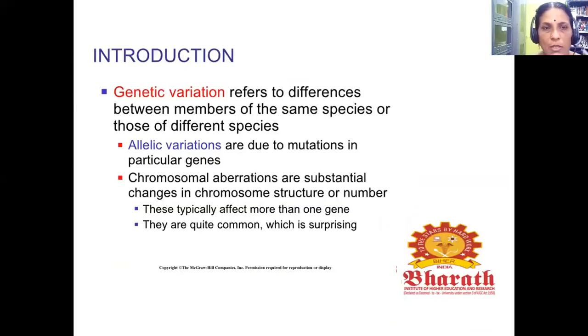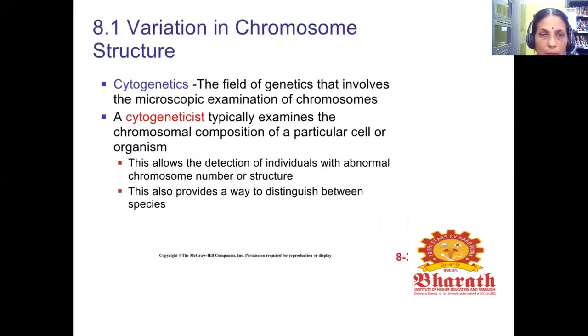First, I give the introduction. Genetic variation refers to differences between members of the same species or those of different species. What is allelic variation? These are due to mutation in a particular gene. Chromosomal aberrations are substantial changes in chromosome structure or number. These typically affect more than one gene. They are quite common, which is surprising.